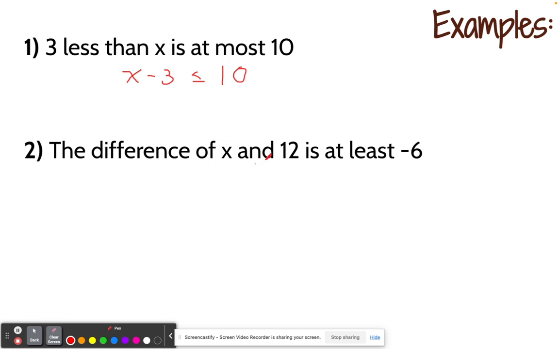The difference of x and 12 is at least negative 6. So the difference of x and 12, difference isn't turnaround words, so you write them in the order they say them. X minus 12 is at least negative 6. At least and at most are similar. They can get confusing. But if something is at least that, it is going to be greater than or equal to negative 6.